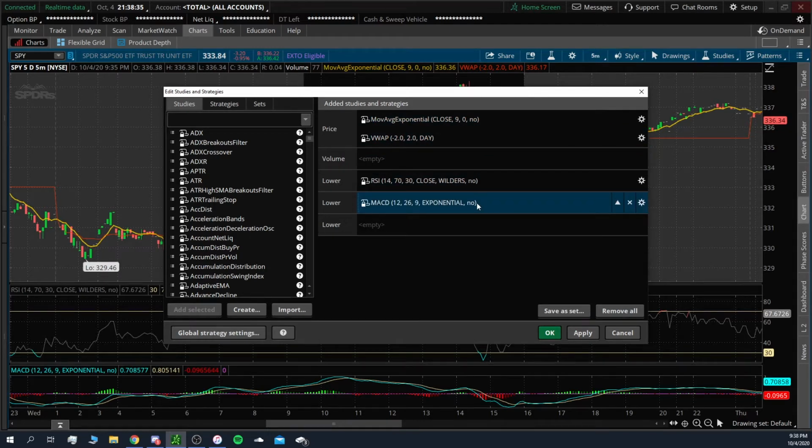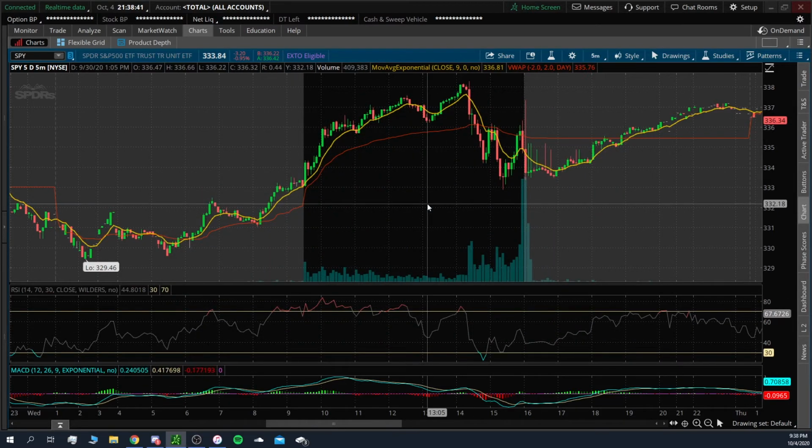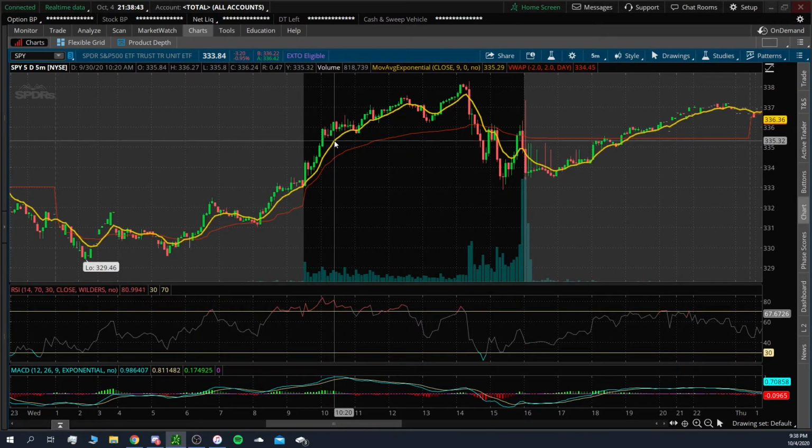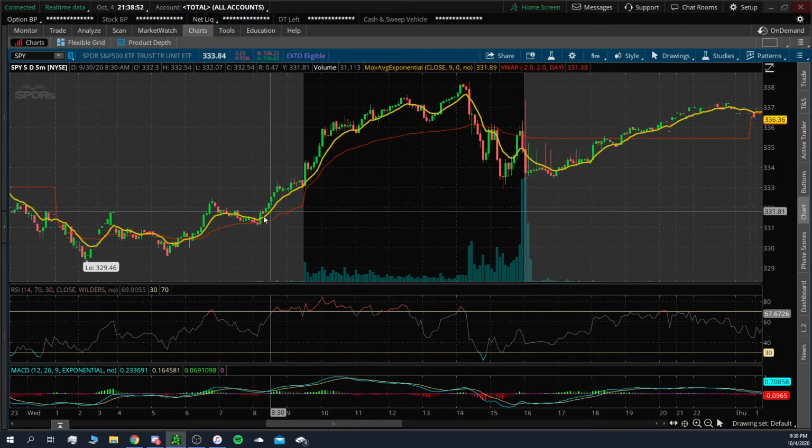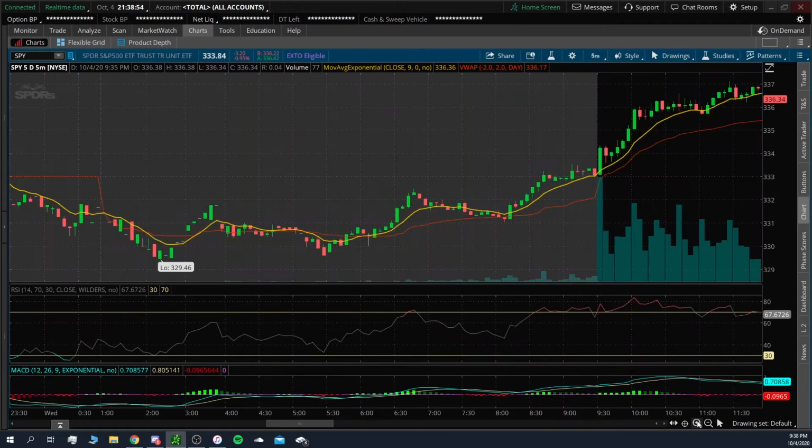We also have RSI and MACD. I always have those on any chart that I use. So that's it. Go ahead, click apply. From there, I made the 9 EMA the yellow one and VWAP the red one. This is only the mid VWAP, not the upper or lower. So when we have markets ride up, we'll zoom in a little bit right here.